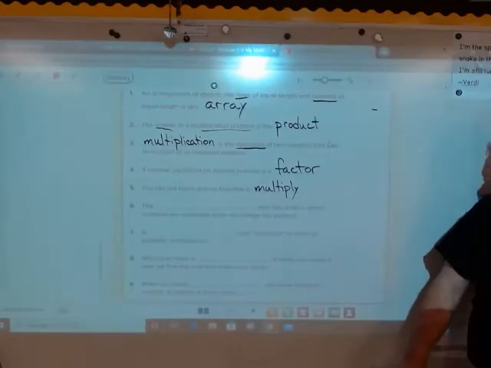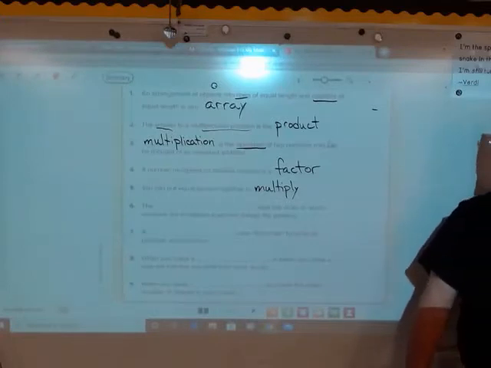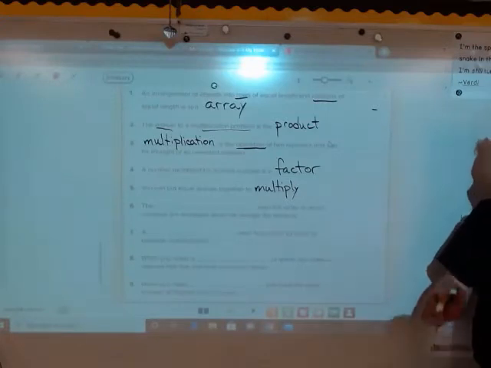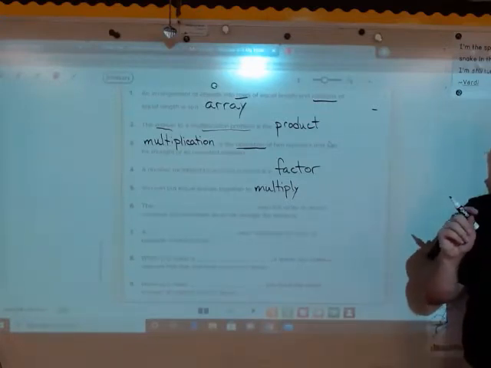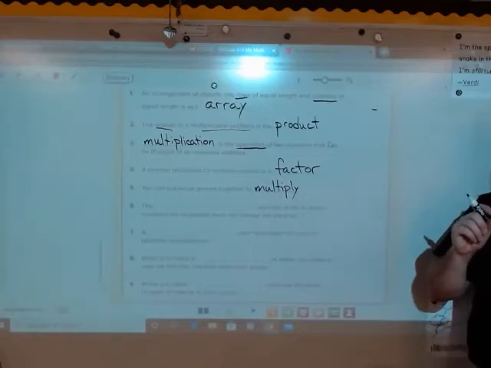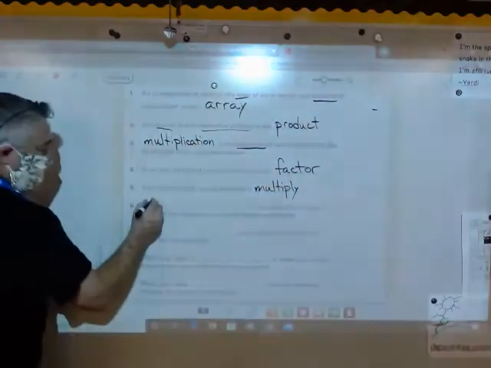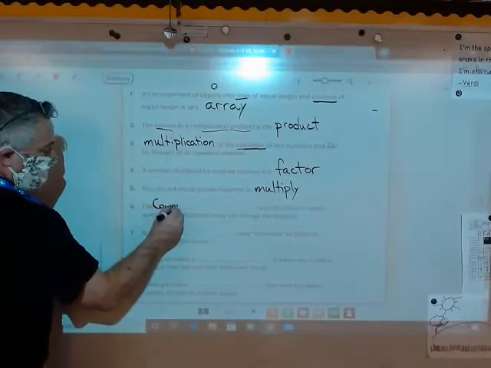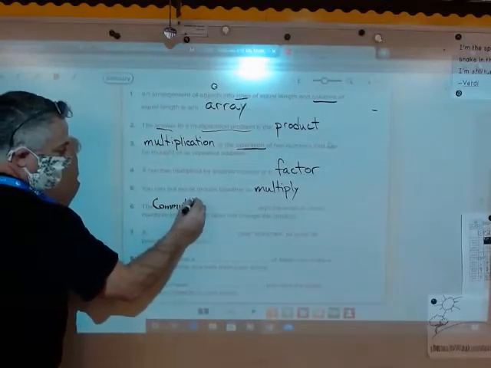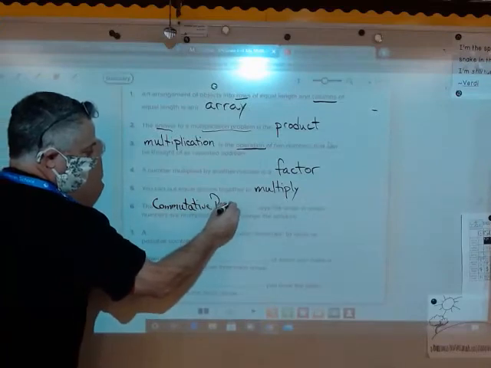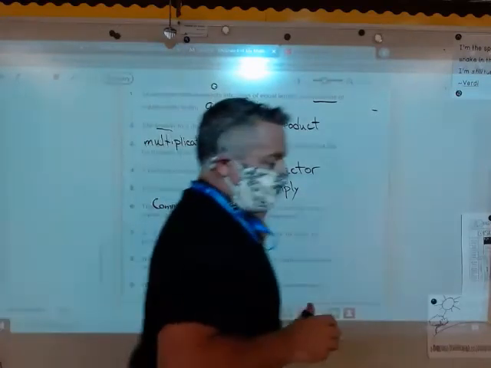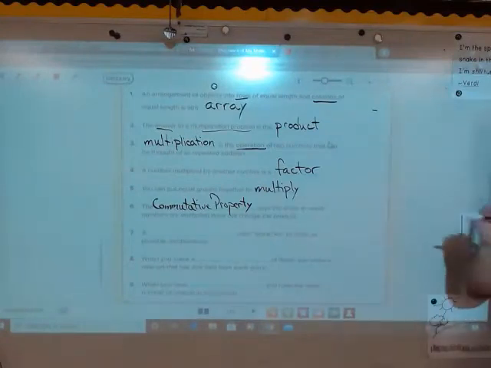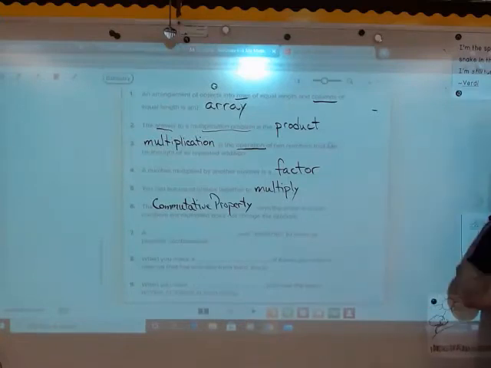The blank says the order in which numbers are multiplied does not change the product. What's that one going to be? Multiplication symbol? No. What do you think, Olivia? It's the commutative property. Yes, number 6 should be commutative property. All right, that's number 6. Make sure you get the right answers in if you don't have the right things, because this will be helpful for what you're going to do today.